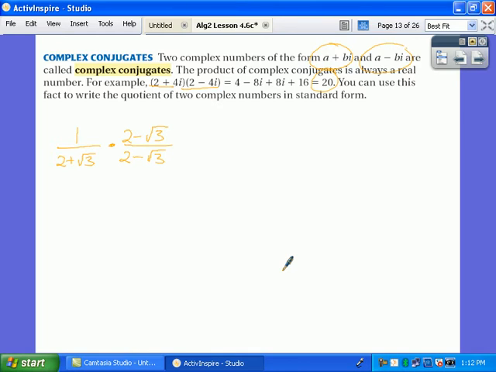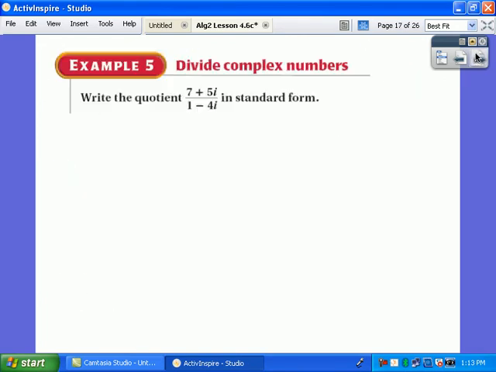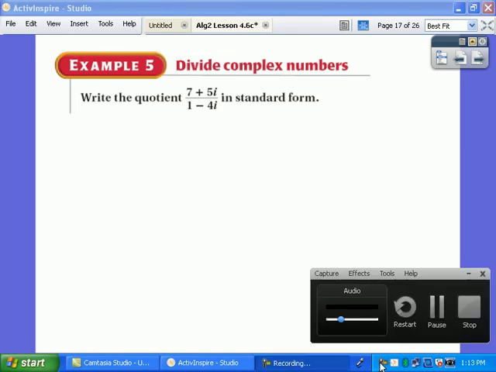Okay, so when I multiply two complex conjugates, the square roots go away, the imaginary numbers go away, and all I'm left with is a real number. Okay, we're going to take advantage of that property to help us rationalize the denominator on a problem like this. Okay, so let's take a look at this guy.